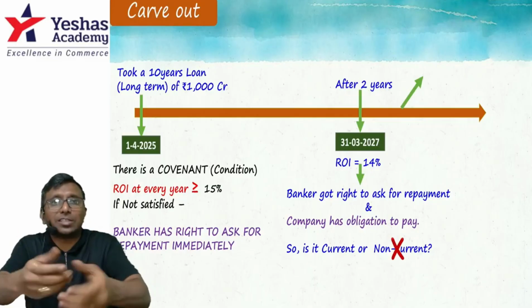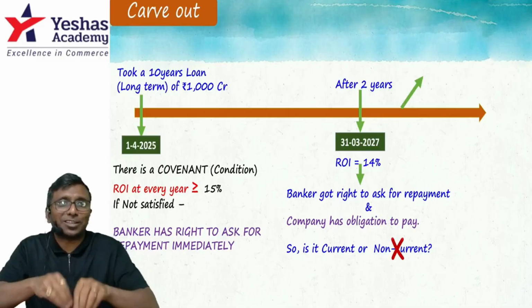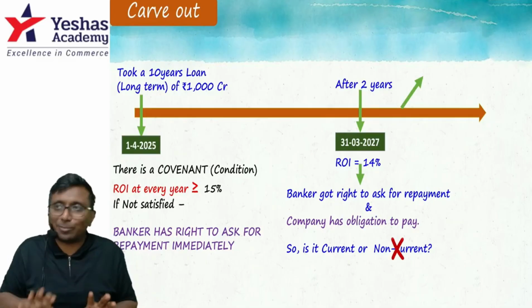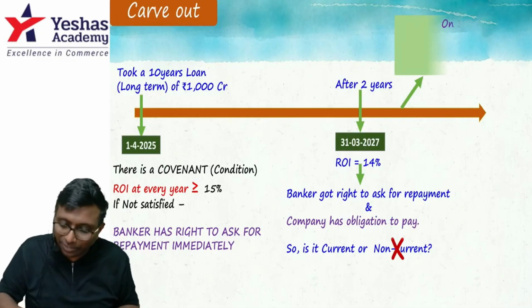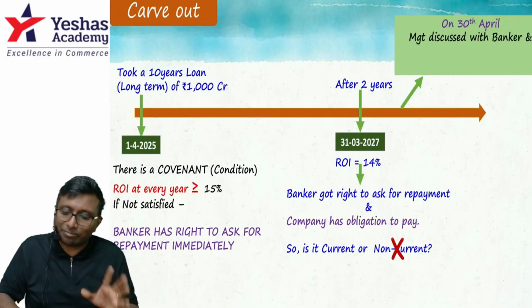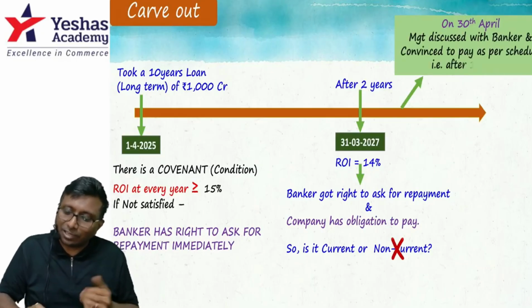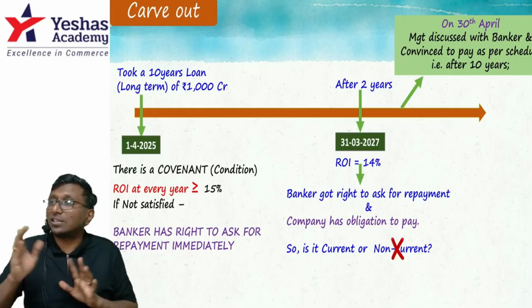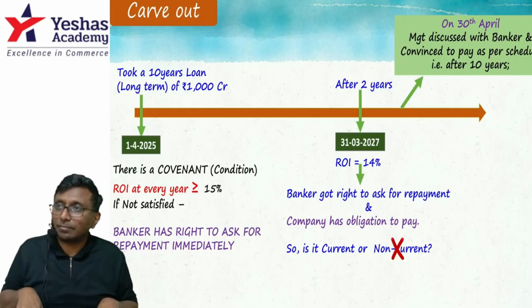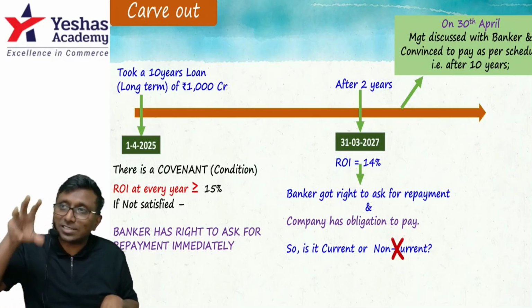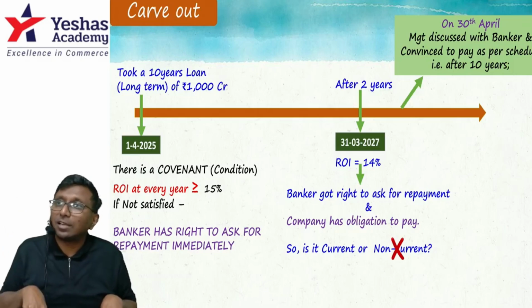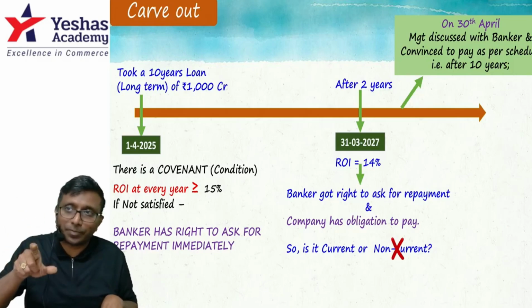I'm forgiving this. I won't bother about that. There is an incident that happened only. I'll forget about this, he'll say like that. Are you getting my point? Right. On 30th April, we, the management, discussed with the banker and convinced him to pay as per the schedule, that is, after 10 years. Agree? Right. When did the discussion happen? Answer me. April. Correct? Right.